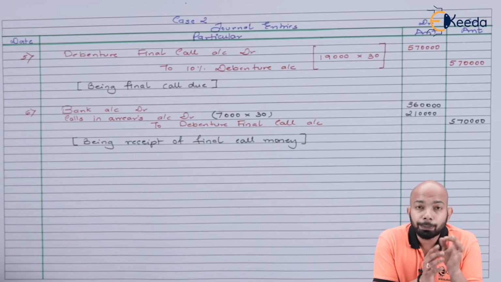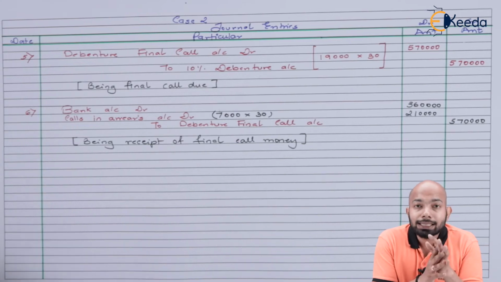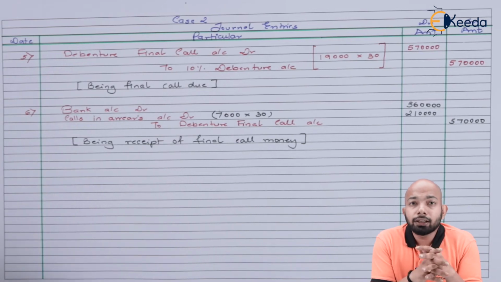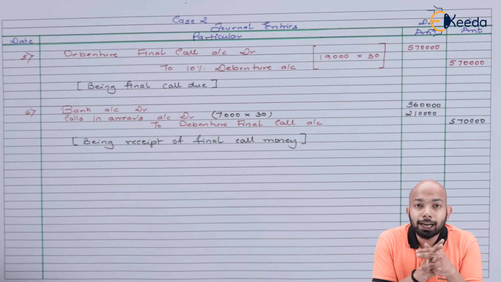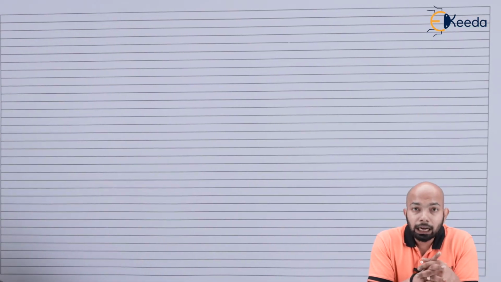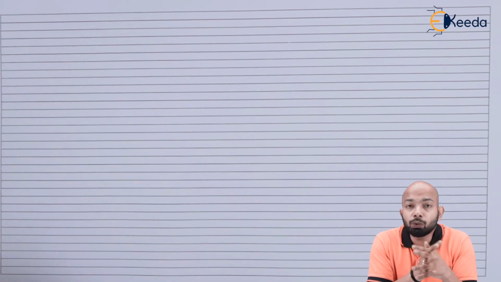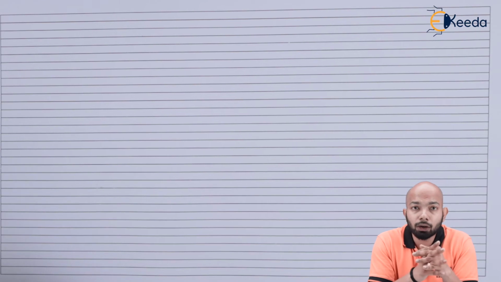That means we have to prepare the balance sheet as well as the bank account and the debenture capital account. So let's start with the bank and debenture capital account first, post which we'll go ahead and prepare the balance sheet here. Now, we'll prepare the bank account for this, then we'll prepare the debenture capital account, and then we'll move towards the preparation of balance sheet. So let's start with the preparation of bank account first of all.